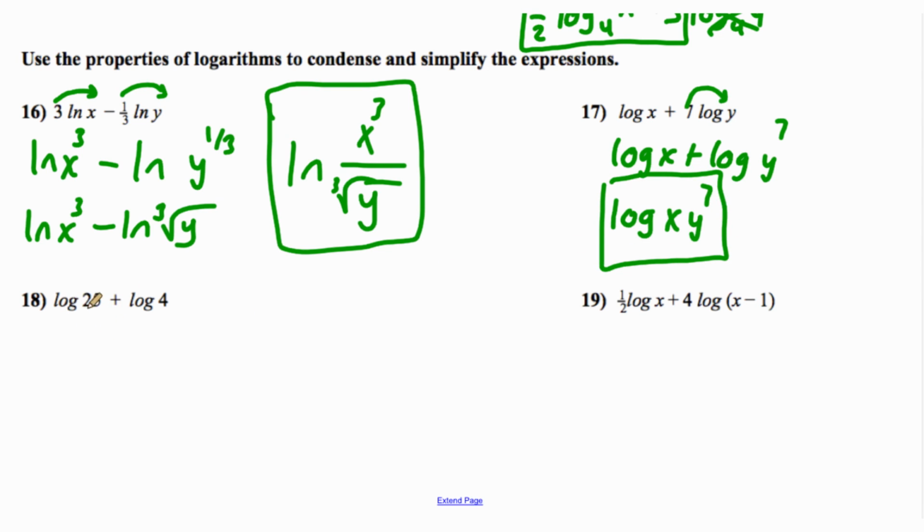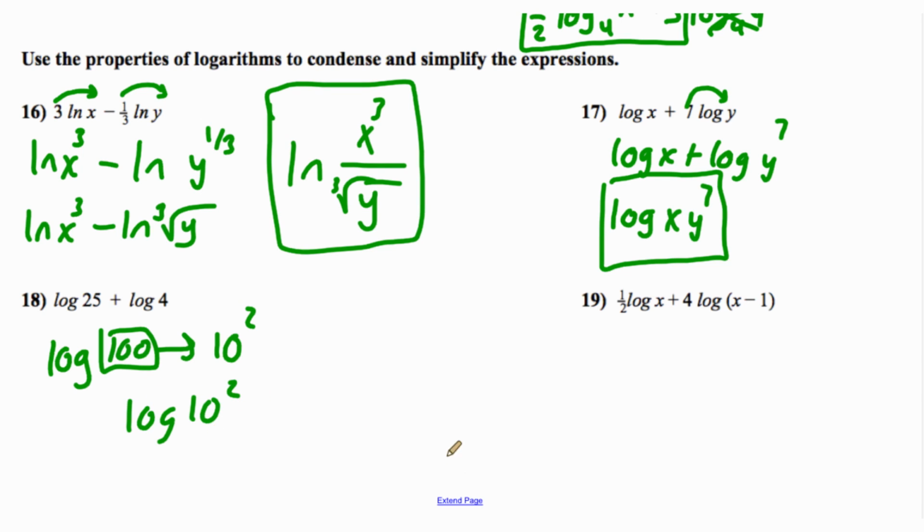For number 18, we've got log of 25 plus log of 4. I don't see any numbers to bring up as powers, so I'm going to take this addition and condense it down to multiplication. So this is log of 25 times 4, which would be 100. Now we have to stop and think. This log is a base 10 logarithm, and there are some 10s inside of 100. We can rewrite this 100 as 10 squared. So we've got log of 10 squared, and we can bring this squared power down in front to get 2 log of 10, and then log of 10 is just 1, so if we take 2 times this 1 on the end, we just get 2 as our answer.